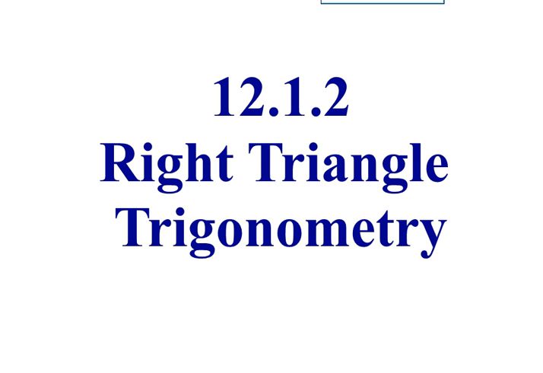All right, section 12.1.2, we're talking about right triangle trigonometry. So it's still sine, cosine, and tangent, but now we're going to actually use those things to find side lengths of triangles.